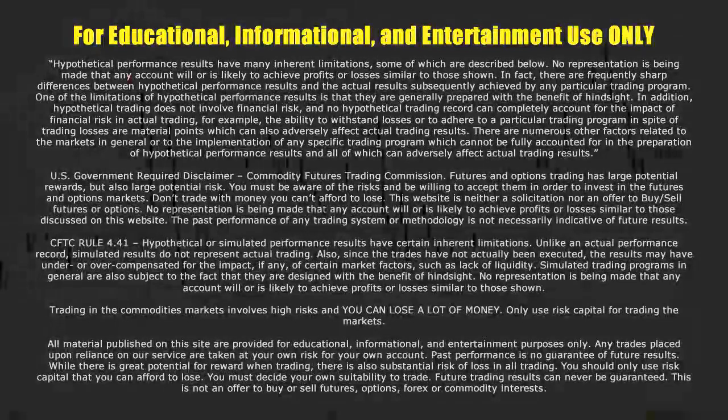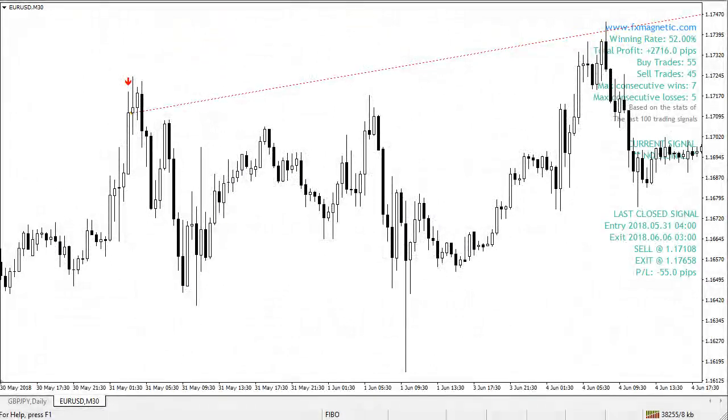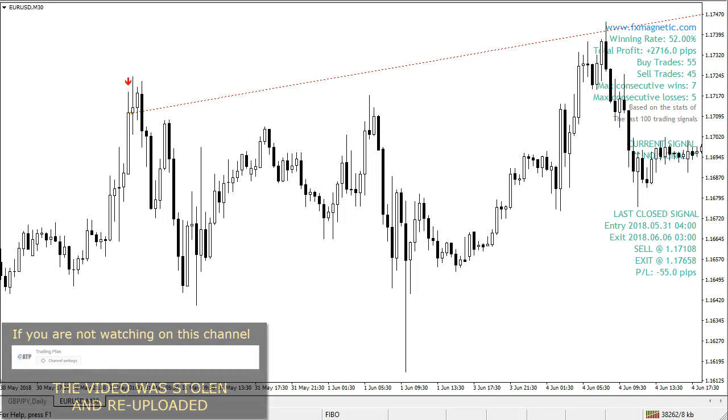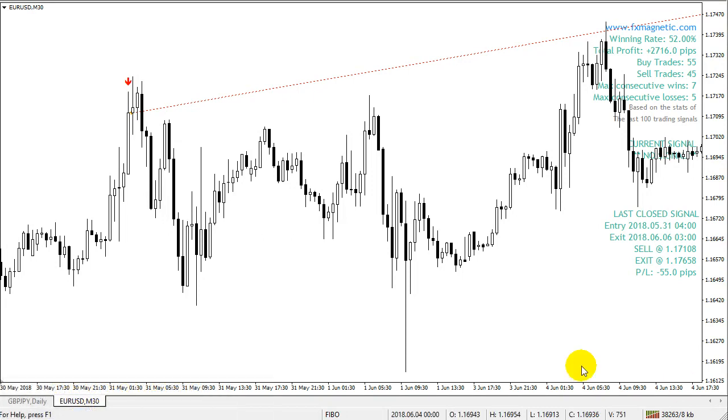I came across this indicator for MetaTrader, and it's called FX Magnetic. I reached out to the developer because I found it quite interesting. I thought there was some merit behind it, and I wanted to take a look at how this thing actually worked. So it's actually on my chart here.